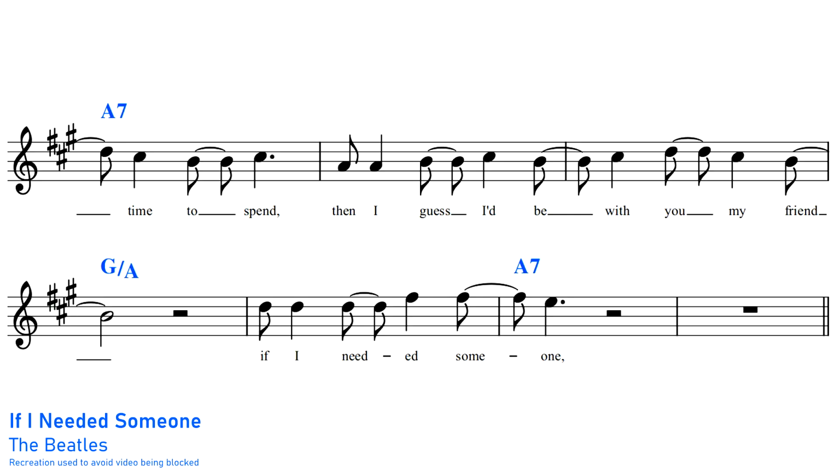The last example that we're looking at today was actually the first occasion that George Harrison used a key change in one of his Beatles songs. It's If I Needed Someone. If I Needed Someone begins in A mixolydian.